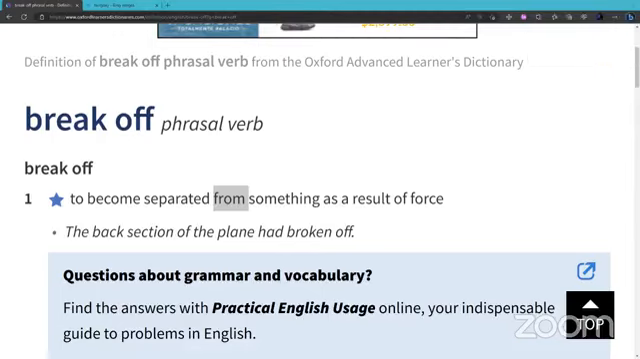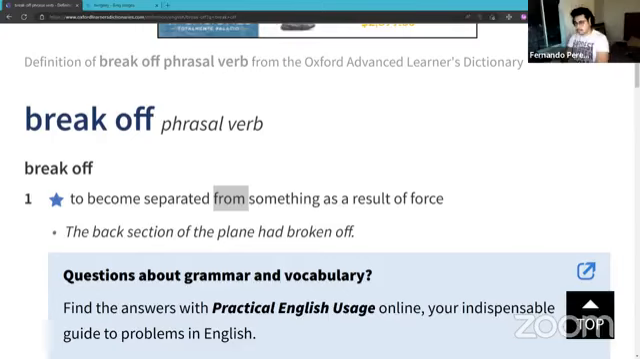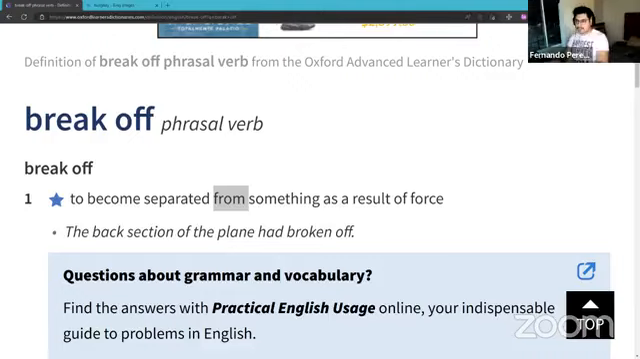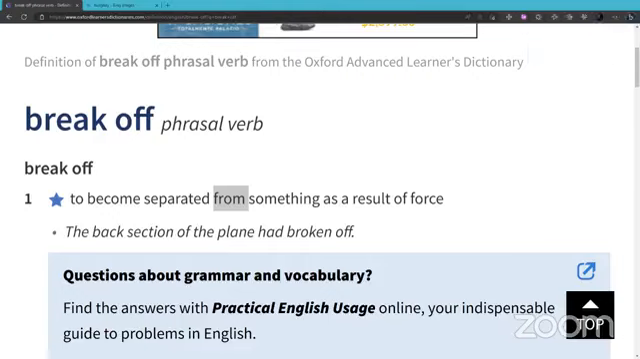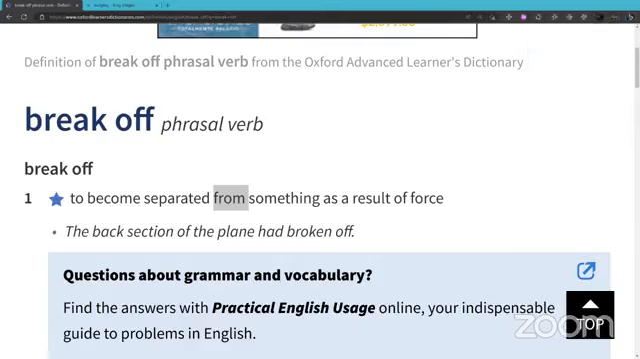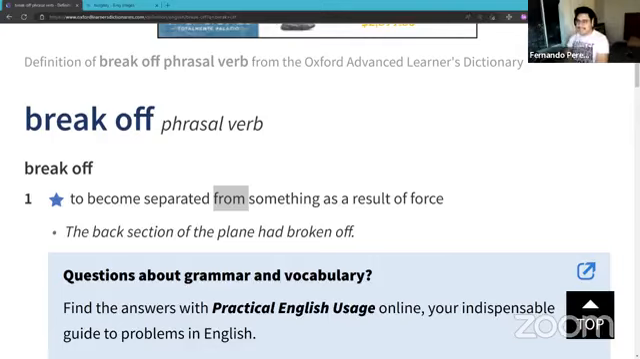The back section of the plane had broken off. Broken off. The back section of the plane had been separated from something. What is this something? From the plane. Exactly. Or from the front. From the front. Yeah. Exactly.